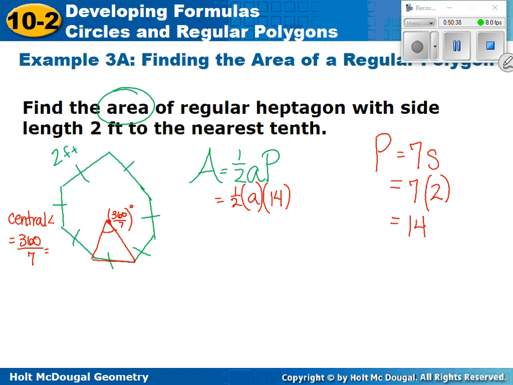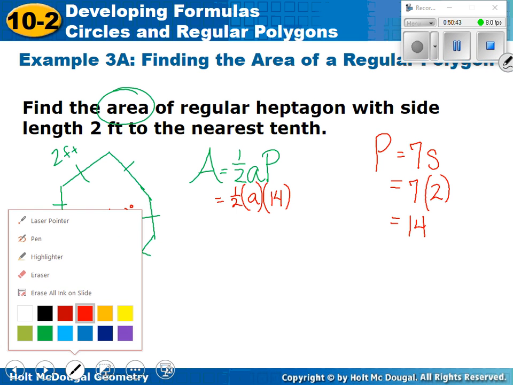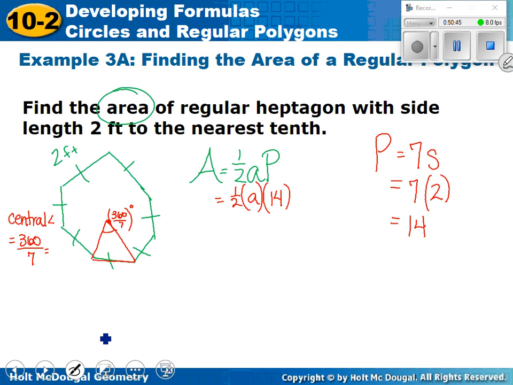All right, what do we do after we figure out our central angle? We need to split the triangle by drawing in that apothem. So we're going to draw in our height, which is our apothem. When we split the triangle, first of all, what was the base of the triangle? 2. So when it was 2 and we split it, what is each piece? 1 and 1. It also splits that angle. So now we need to take this 360 over 7 and divide it by 2, right? Which is the same as multiplying it by 1/2. So what do we end up with?